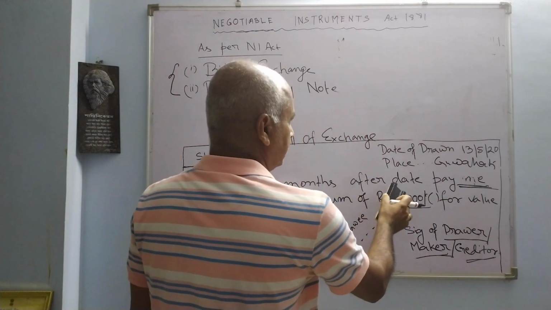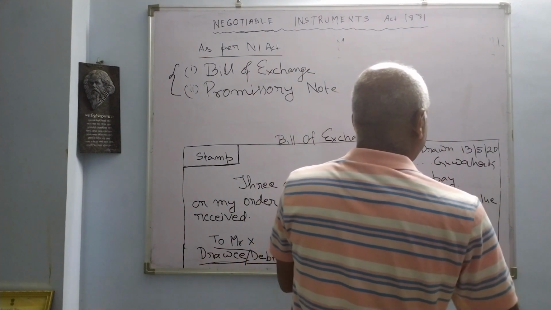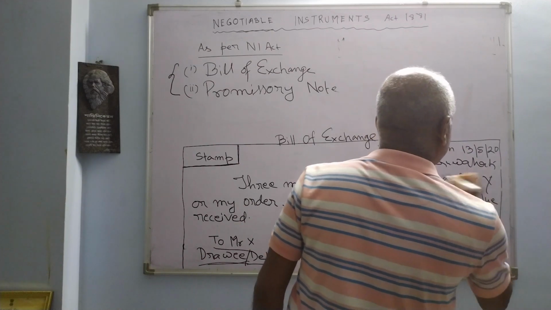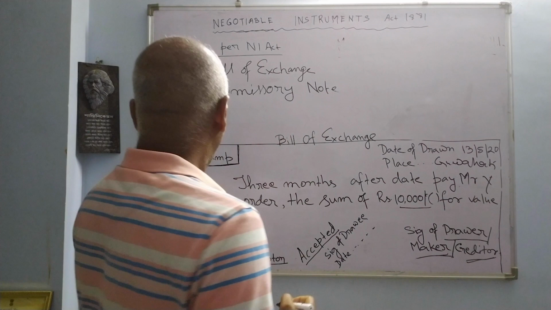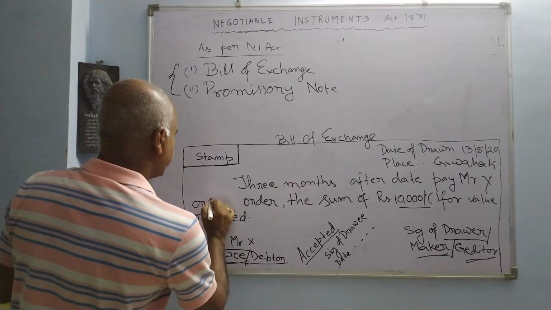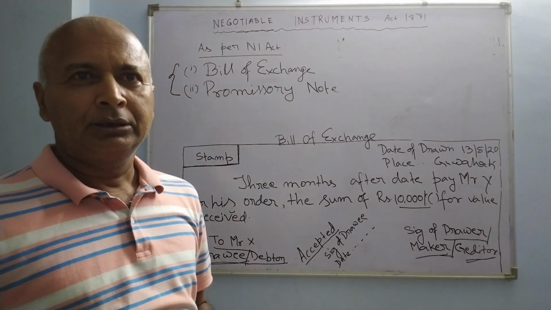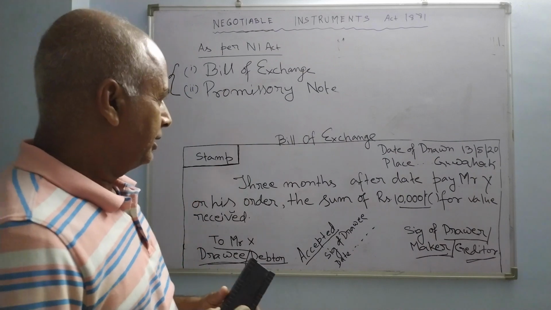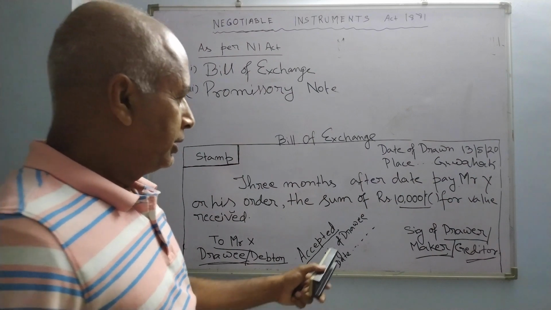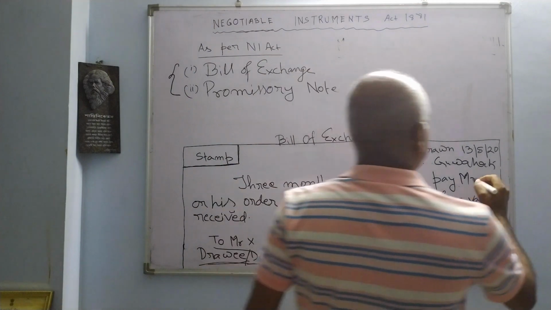But you can put another name here. 3 months after date, instead of me, you can write pay Mr. X or Mr. Y, pay Mr. Y or his order. You may put it this way also. So in this case, clearly there are three parties: drawer, drawee, and payee. Mr. X is the payee.